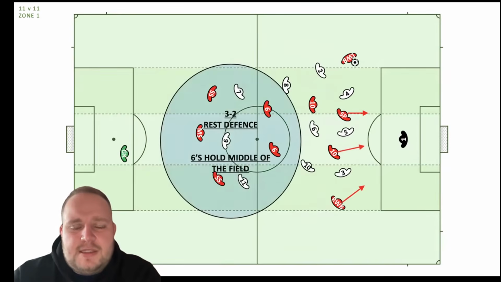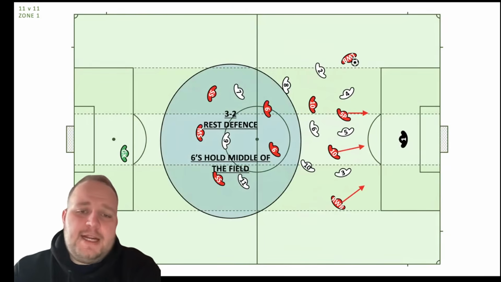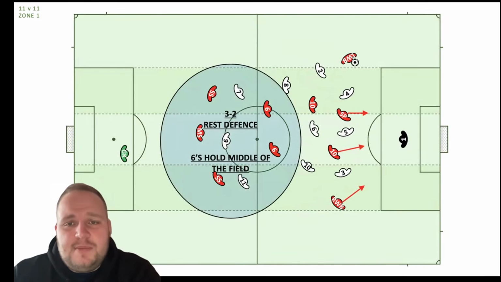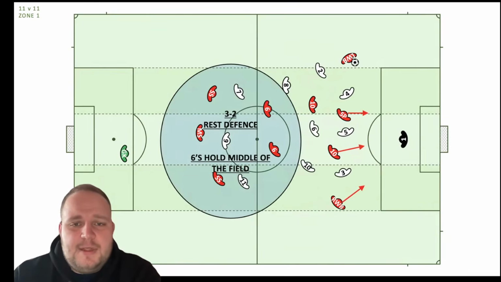And then rest defense is something that we looked at a lot last year and was really important to us. So what we wanted is our back three and our two number sixes to be the ones that held the balance of the team. What we didn't want was the number sixes to go off on an underlap or an overlap. We wanted these two number sixes here just to give us a little bit more balance.